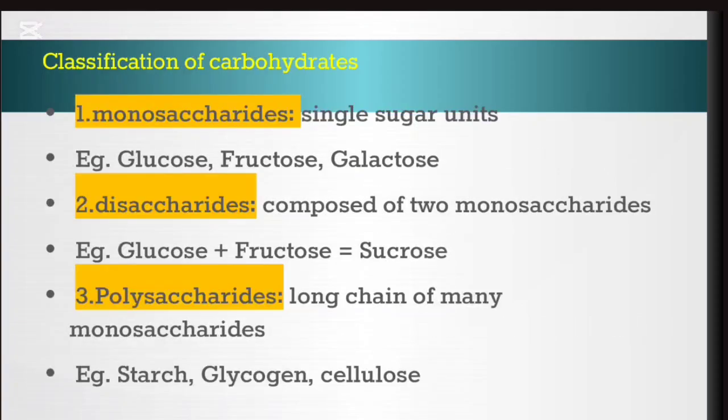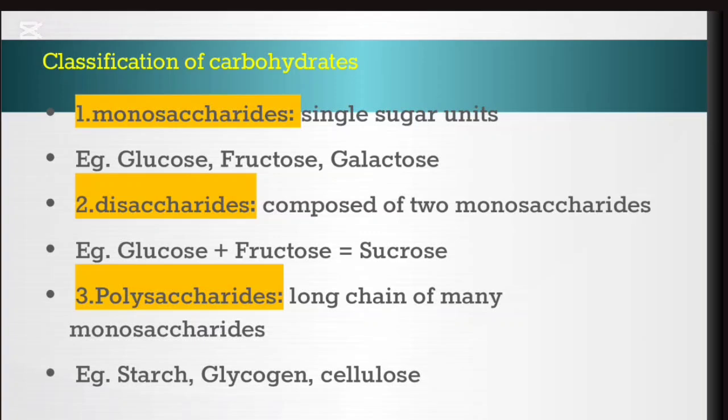And the classification of carbohydrates: there are three classifications. First we have monosaccharides. Mono means single, saccharides means sugar. Single sugar units. Example: glucose, fructose, galactose. Disaccharides means composed of two monosaccharides. Example: glucose and fructose.